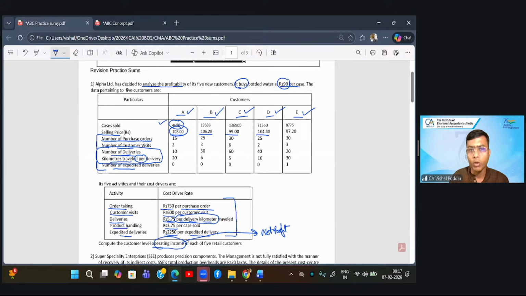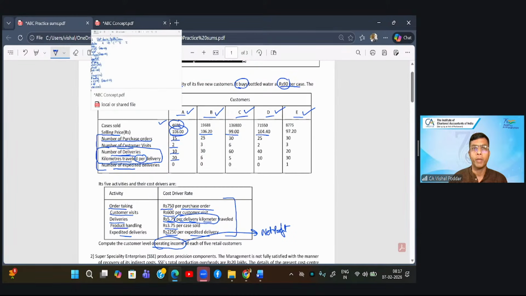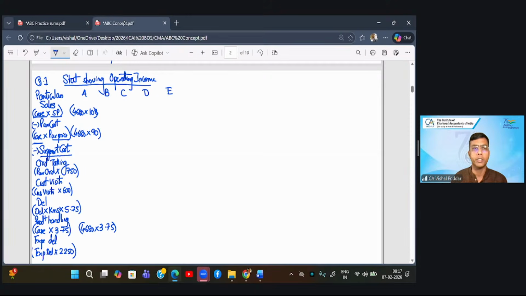Now, I'll take all the figures 15, 2, 10, 20. I'm only saying 15, 2, but in my mind, I know what 15 means. 15 is purchase orders, 2 is customer visits. So 15 is purchase orders.